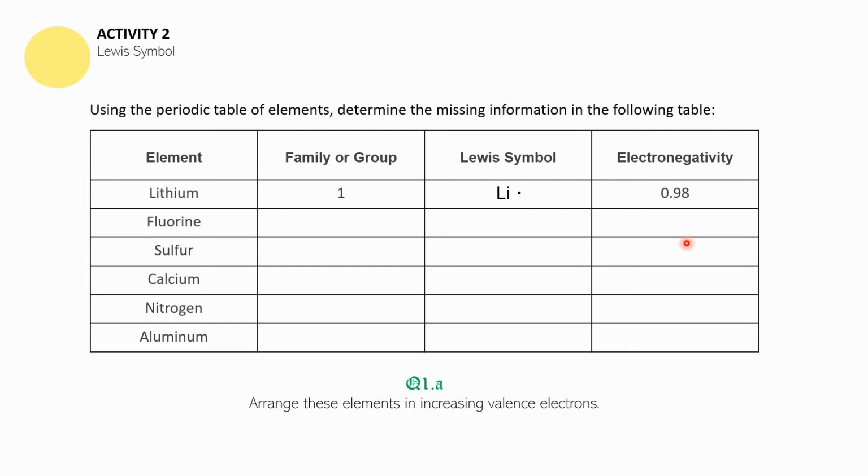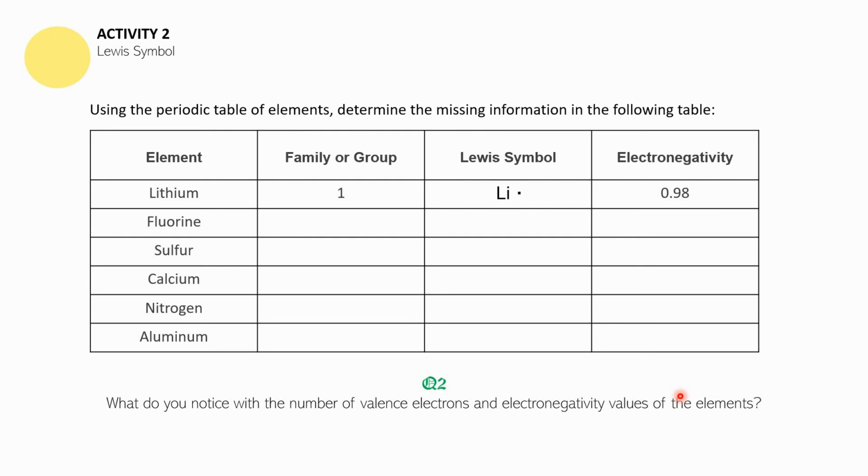So guide question number 1A, you have to arrange these elements, which are lithium, fluorine, sulfur, calcium, nitrogen, and aluminum, in increasing valence electrons. Pause this video if you need more time. If you have decided to continue, that means you're ready to answer question 1B. Arrange these elements in increasing electronegativity values. Pause this video if you need more time. If you have decided to continue, that means you're ready for the next question.